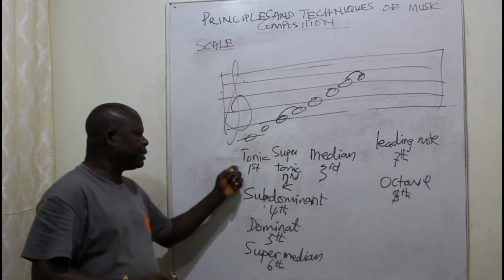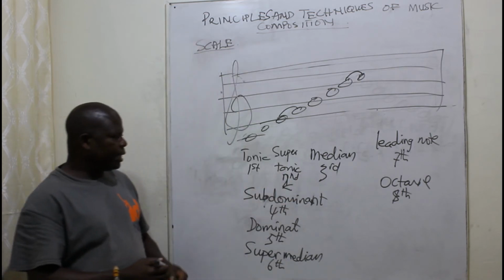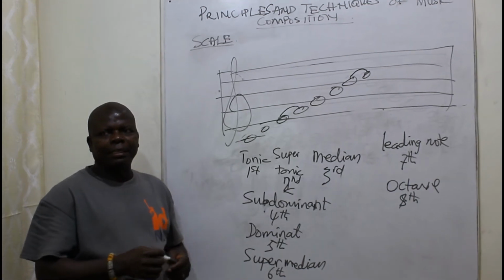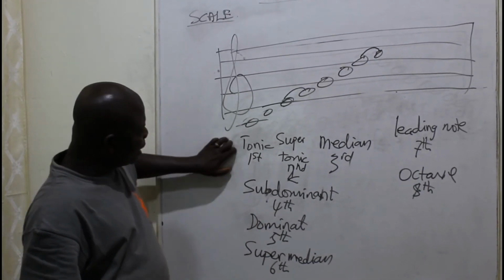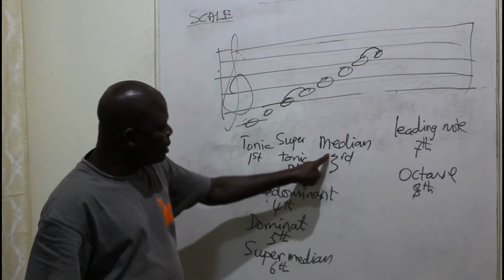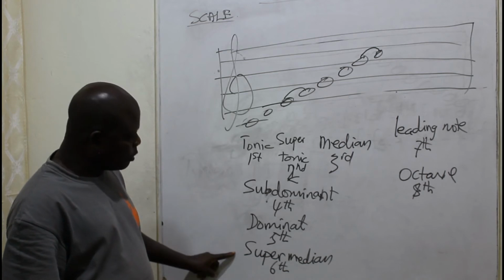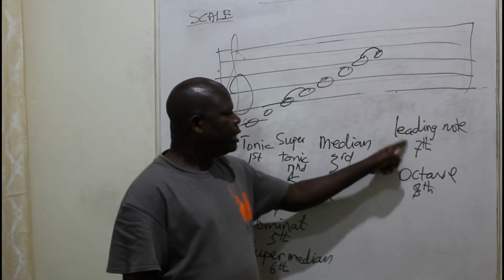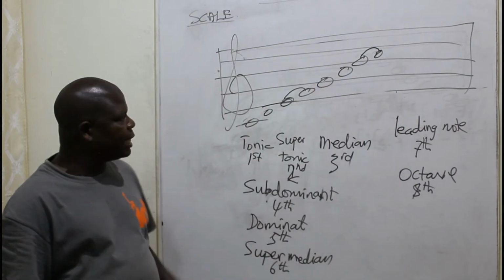Octave is the same repetition of the tonic, but higher. Octave means the eighth degree. You'll get them on the slide. So you have tonic, supertonic, median, subdominant, dominant, supermedian, and then leading note. Then you come to the octave. So these are the technical names.